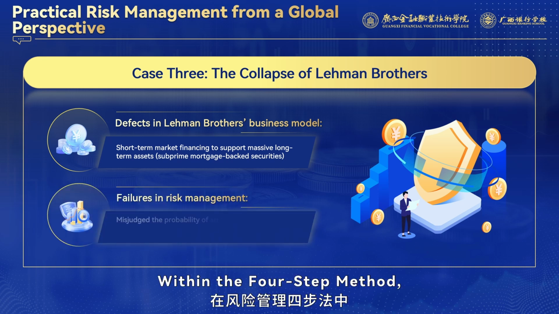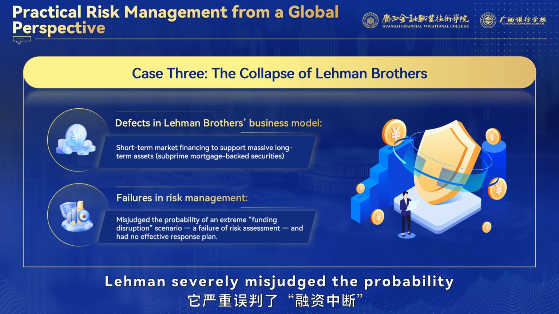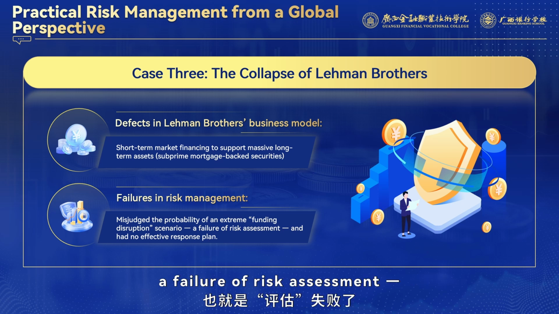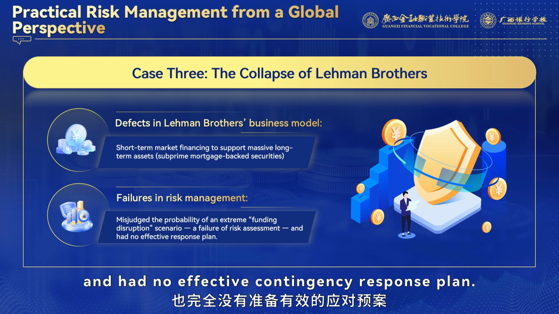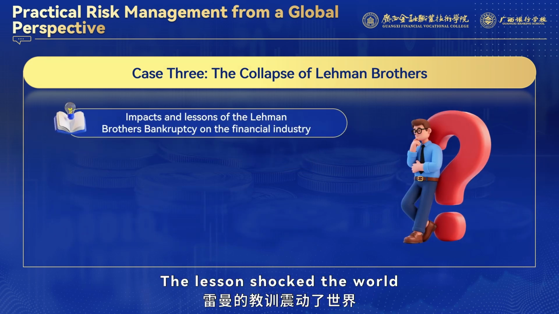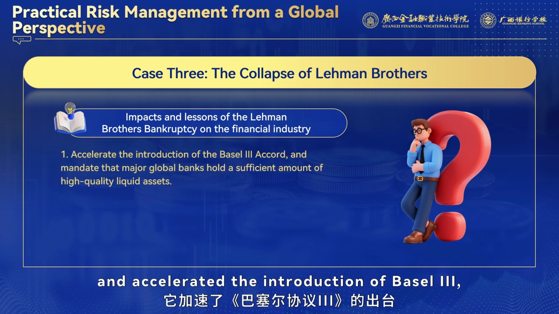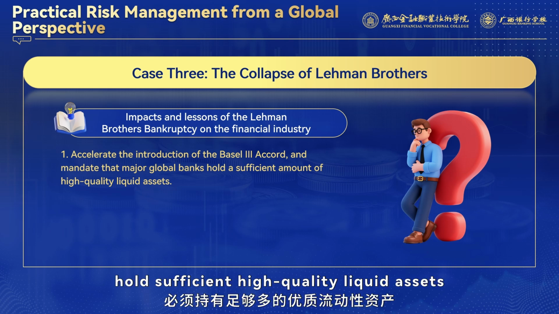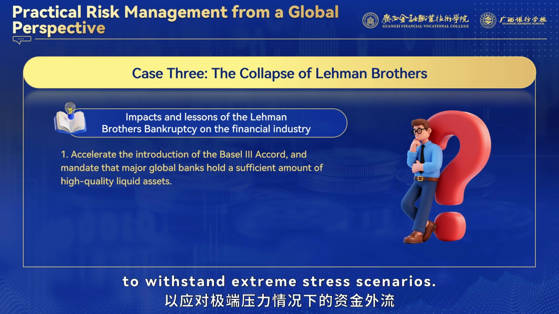Within the four-step method, Lehman severely misjudged the probability of an extreme funding disruption scenario, a failure of risk assessment, and had no effective contingency response plan. The lesson shocked the world and accelerated the introduction of Basel III, which mandates that globally significant banks hold sufficient high-quality liquid assets to withstand extreme stress scenarios.